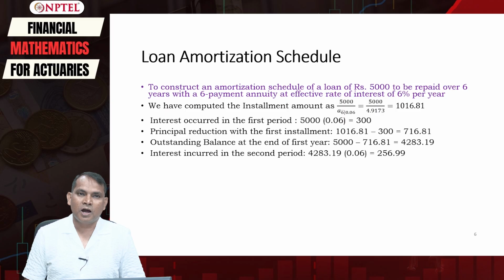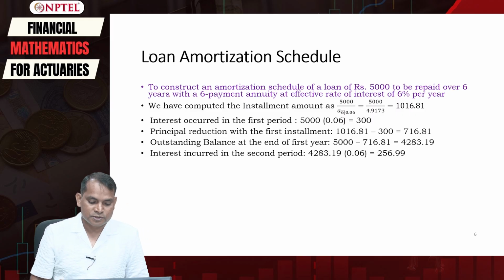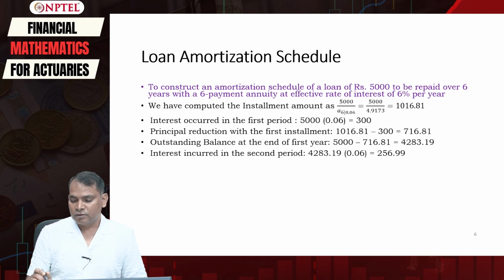So let us recall how to construct the amortization schedule. We have already learned how to construct it for a given loan amount with a certain effective interest rate. If you remember, we constructed one loan amortization schedule for a problem of $5,000 to be repaid over 6 years with a 6-payment annuity at an effective interest rate of 6% per year.